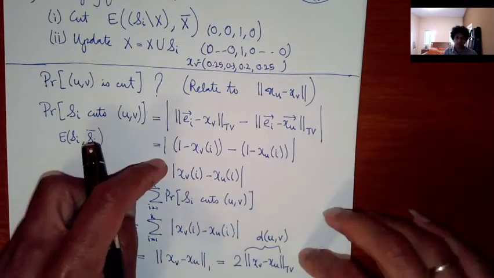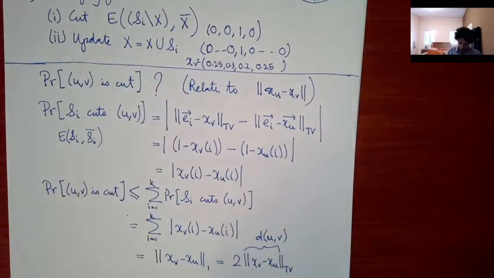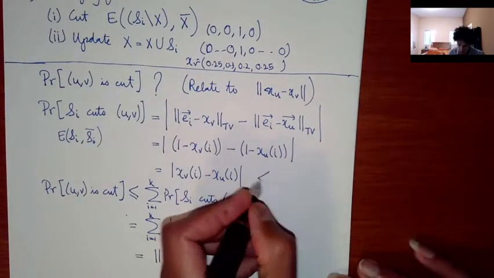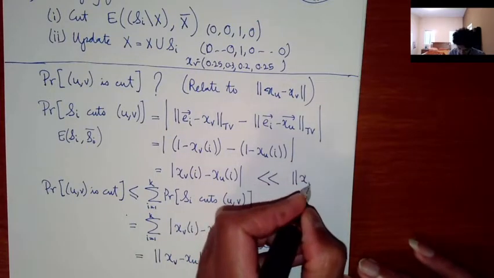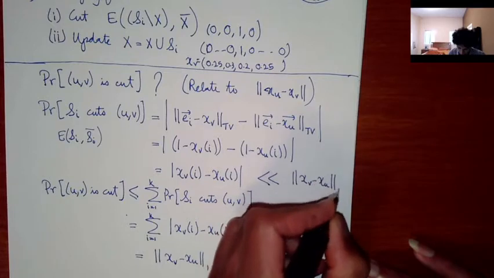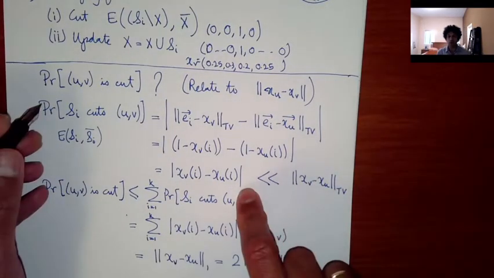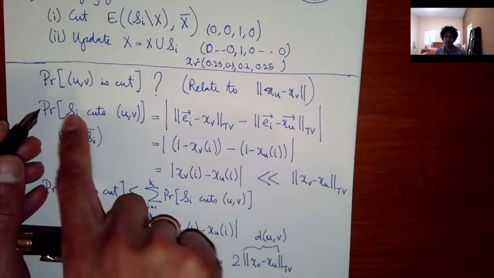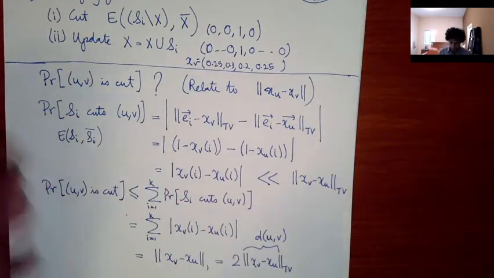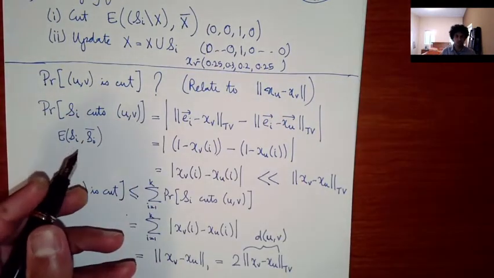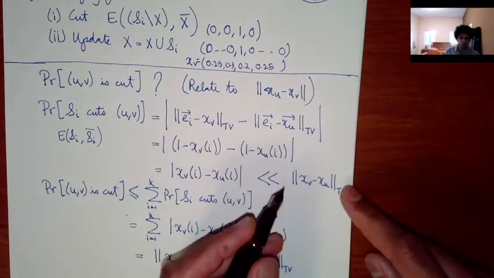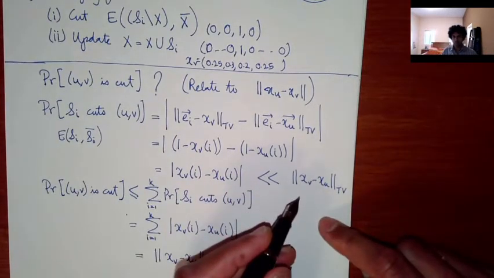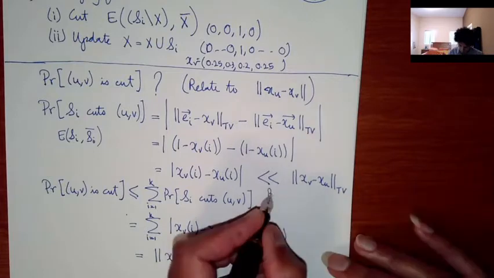You don't get k times the distance, because one way to think of this is that these are potentially much smaller than the total variation distance. So you get a sharper bound on the probability that S_i cuts UV. Before, we would just upper bound this by the distance. But here, you get something potentially much smaller than the distance.